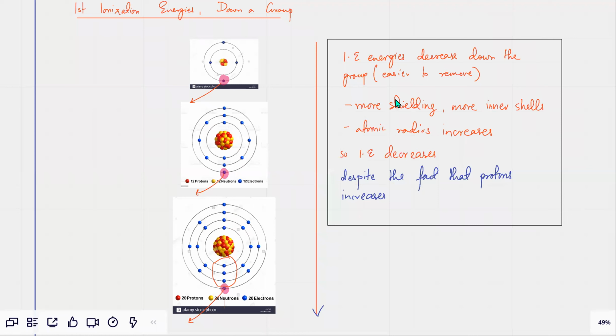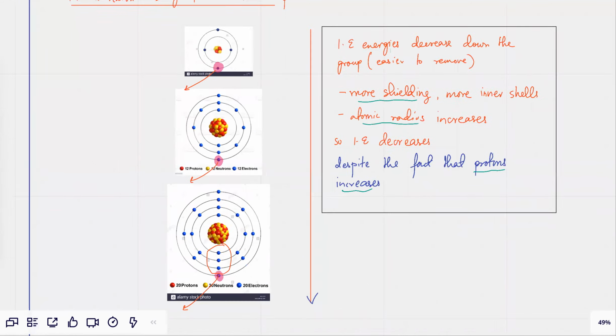So remember this. It's a very typical question that is asked very frequently. What happens to the first ionization energies down a group? They decrease down the group. Why do they decrease? Because you've got more shielding, more inner shells, and the atomic radius increases. So ionization energy decreases, but you always have to add this fact that, despite the fact that protons increase. So more shielding, atomic radius, and the last one is protons. That's the one that goes against it. So that's it down the group. You guys get this question, you answer this.